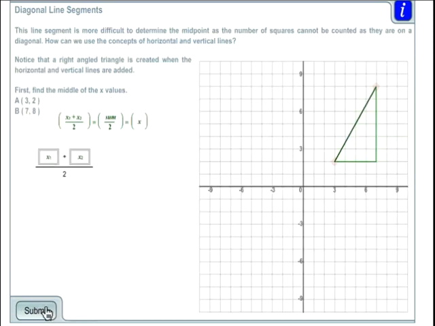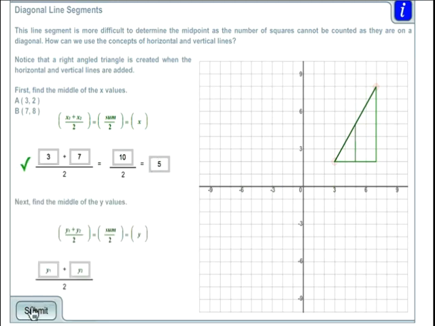So with diagonal line segments, again, just like when we discovered the length of a line segment in the previous activity, we're going to combine horizontal components and vertical components. So first we're going to find the middle of the x values. So x1 is 3, x2 is 7. Adding those together, 3 plus 7 is 10, and 10 divided by 2 is 5.